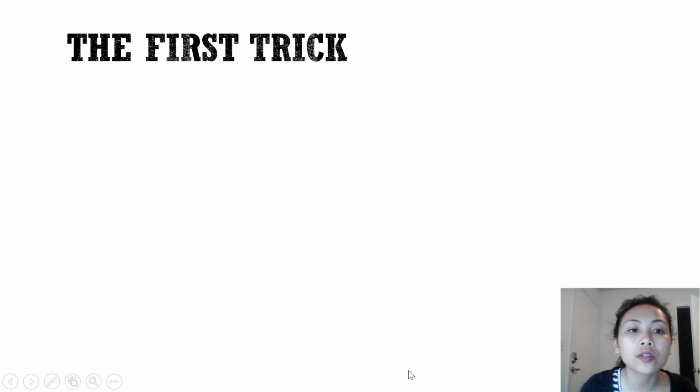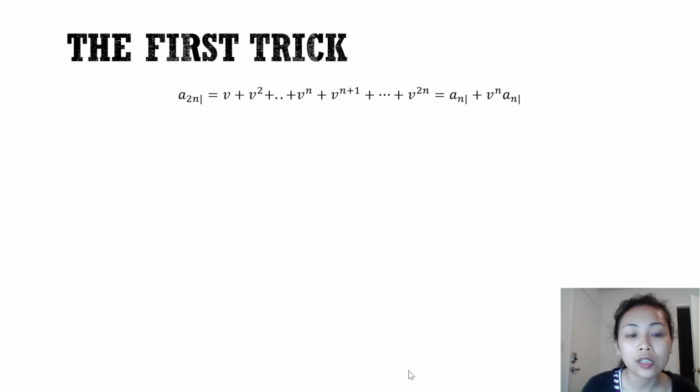Okay, so now we are going to work on some tricks to solve some problems concerning annuities and perpetuities. First trick: annuity immediate of 2n payments is v plus v squared plus dot dot dot to v to the n plus v to the n plus 1 plus dot dot dot to v to the 2n. Here we are going to break this series into two parts. The first part contains the first n terms, which is basically an annuity immediate of n payments. Then the next n terms are basically a deferred annuity, deferred time n with n payments. So it's v to the n a angle n.